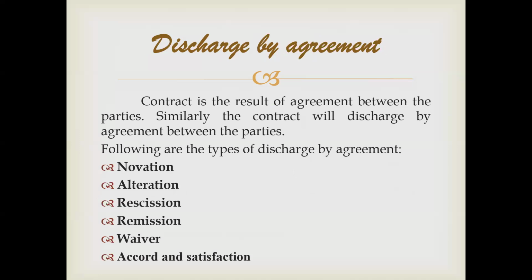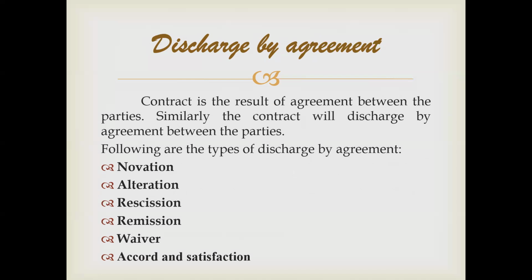Next one, discharge by agreement. Contract is the result of an agreement between the parties. Similarly, the contract may also be discharged by agreement between the parties. These are the various types of discharge by agreement: novation, alteration, rescission, remission, waiver, and accord and satisfaction.